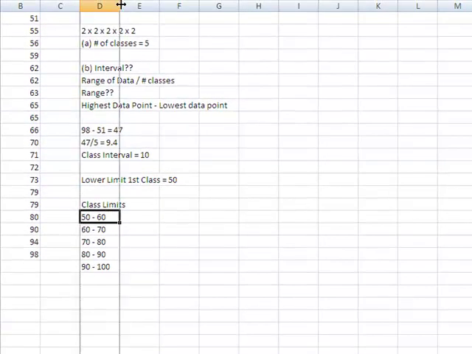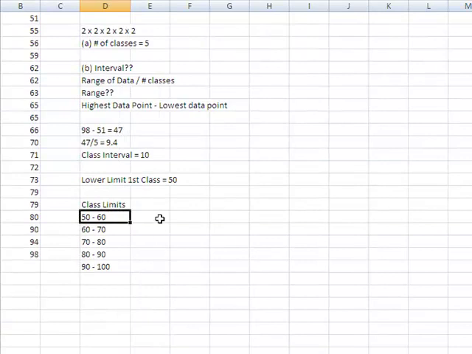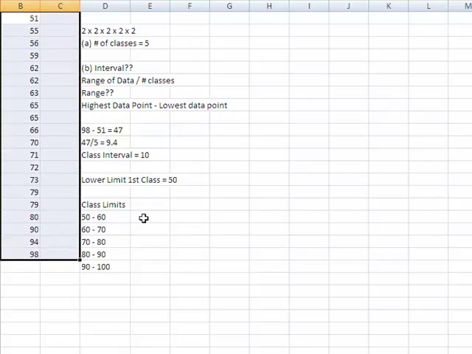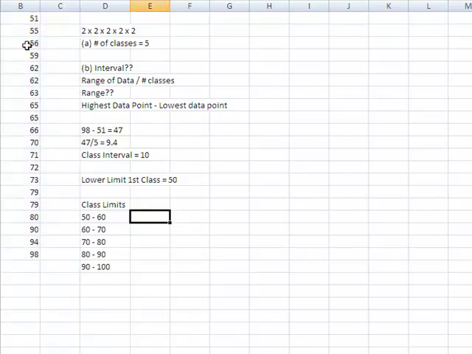All right, now I have class limits. I'm going to make that column a little bit wider. Now all I'm going to do is go through, and because I've sorted my data and it looks all nice, I can say how many of my data points are 50 up to but not including 60. Well, over here I have 1, 2, 3, 4 of them. All right, so I have 4 there.